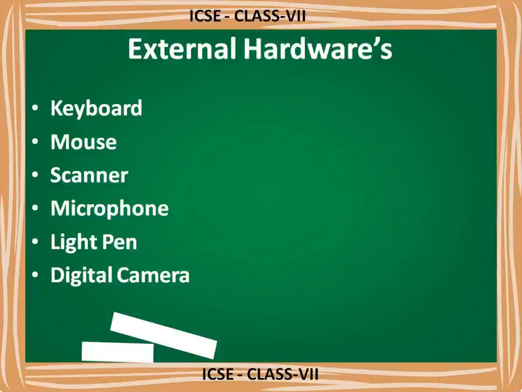Next comes the light pen. It is a light-sensitive pointing device, commonly used to select or modify data on the screen. This light pen works like a pointer, to point at an object or anything on the screen.